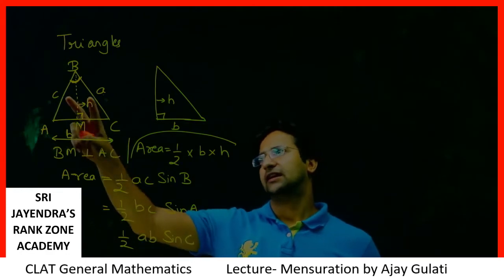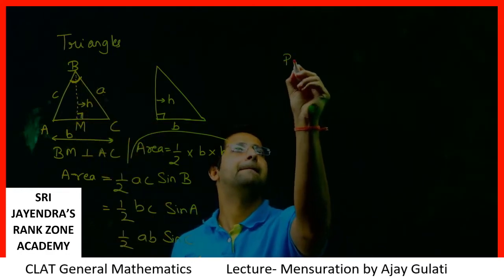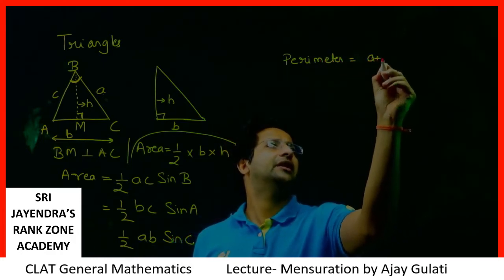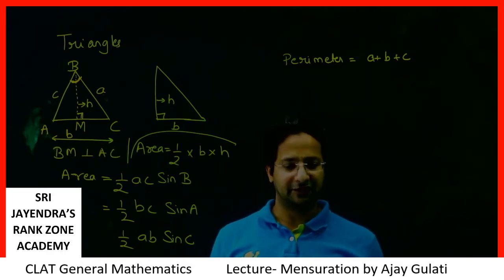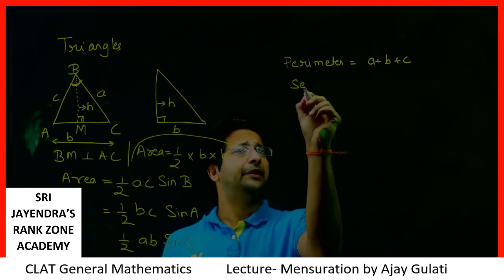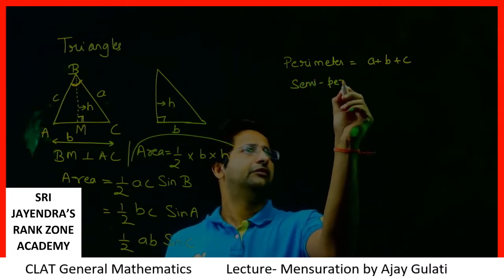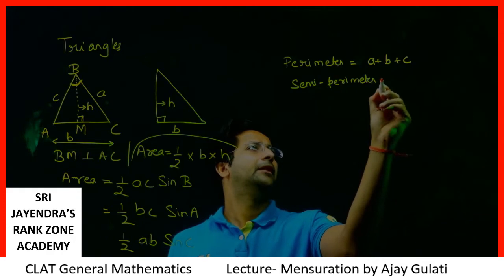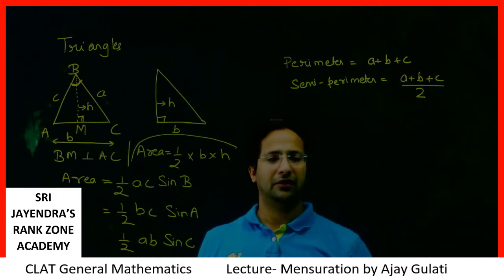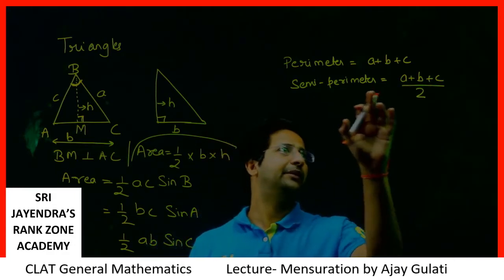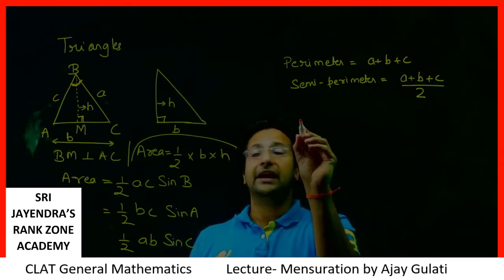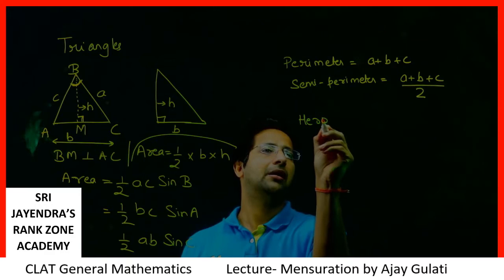See, dear students, if this is the triangle, what is its perimeter? Perimeter of a triangle is A plus B plus C. That is the sum of sides. Next, what is semi-perimeter? The word semi means half. The semi-perimeter will be A plus B plus C by 2. Okay. Now, what do I need to do? Area of a triangle using Heron's formula.